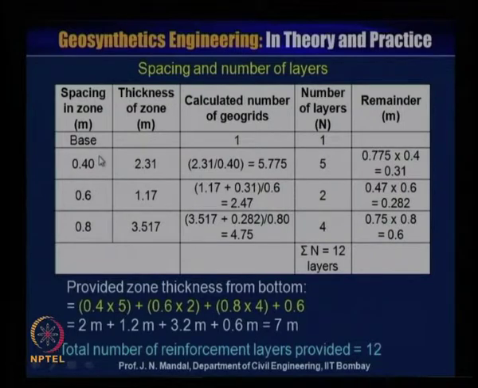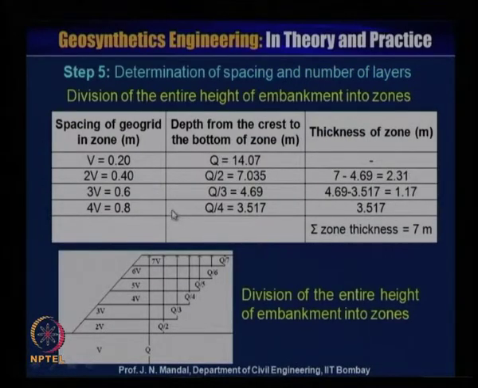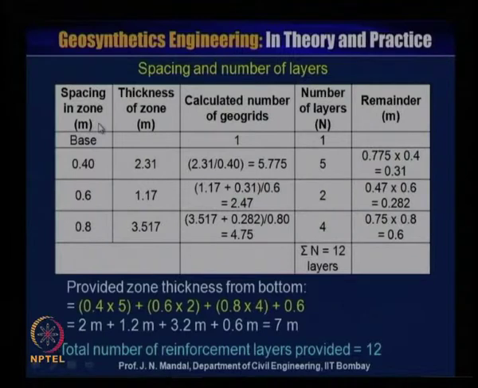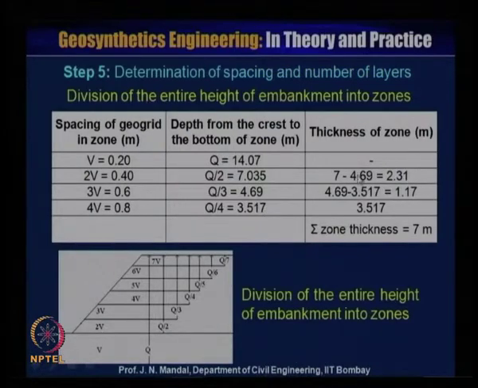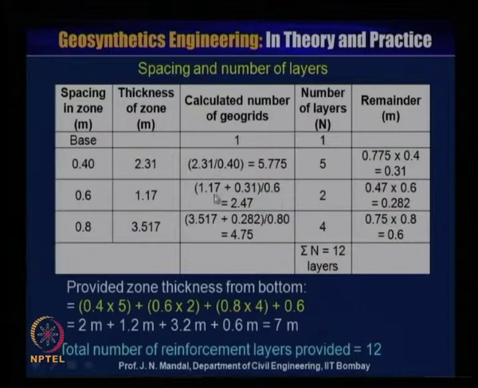Now the spacing in the zone for the base is 0.40, 0.6, 0.8. So that is why the spacing in zone in meters is 0.40, 0.6 and 0.8. And the thickness of the zone is 2.31, 1.17 and 3.517. So here the thickness of the zone is 2.31, 1.17 and 3.517.